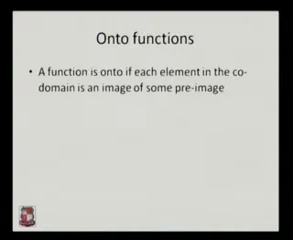If we look at the PPT, the other one is the onto function. The definition of an onto function: a function is onto if each element in the codomain is an image of some pre-image. That means till now we discussed that each element of set A should be related with an element of set B, but not the other way around. If any element of the codomain is left out, it is still okay for a function. But for the onto function, all elements of set B must be related with some element of set A.